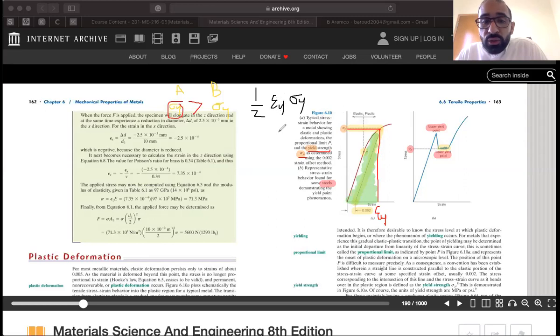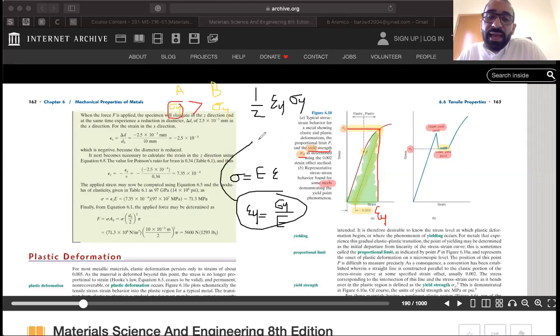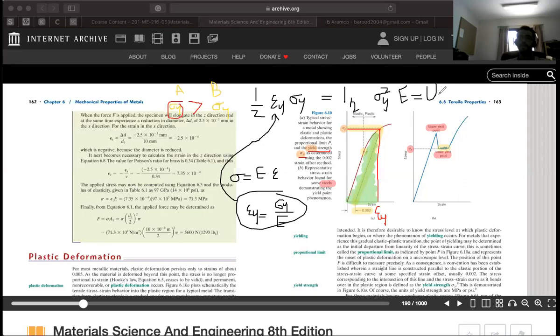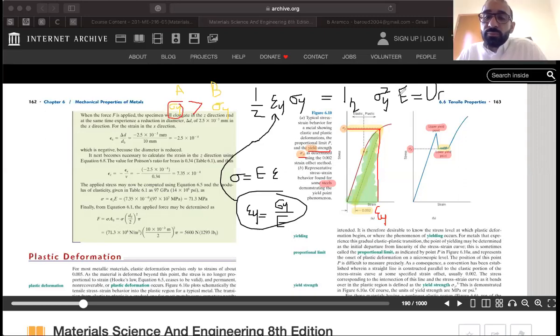Epsilon y, also from Hooke's law, stress equals modulus of elasticity times the strain. So we can write epsilon y equals sigma y over modulus of elasticity, right? If you write epsilon y in terms of sigma and E, we can write it this way: half sigma y squared over E. This is what's called the modulus of resilience. So let me delete this.